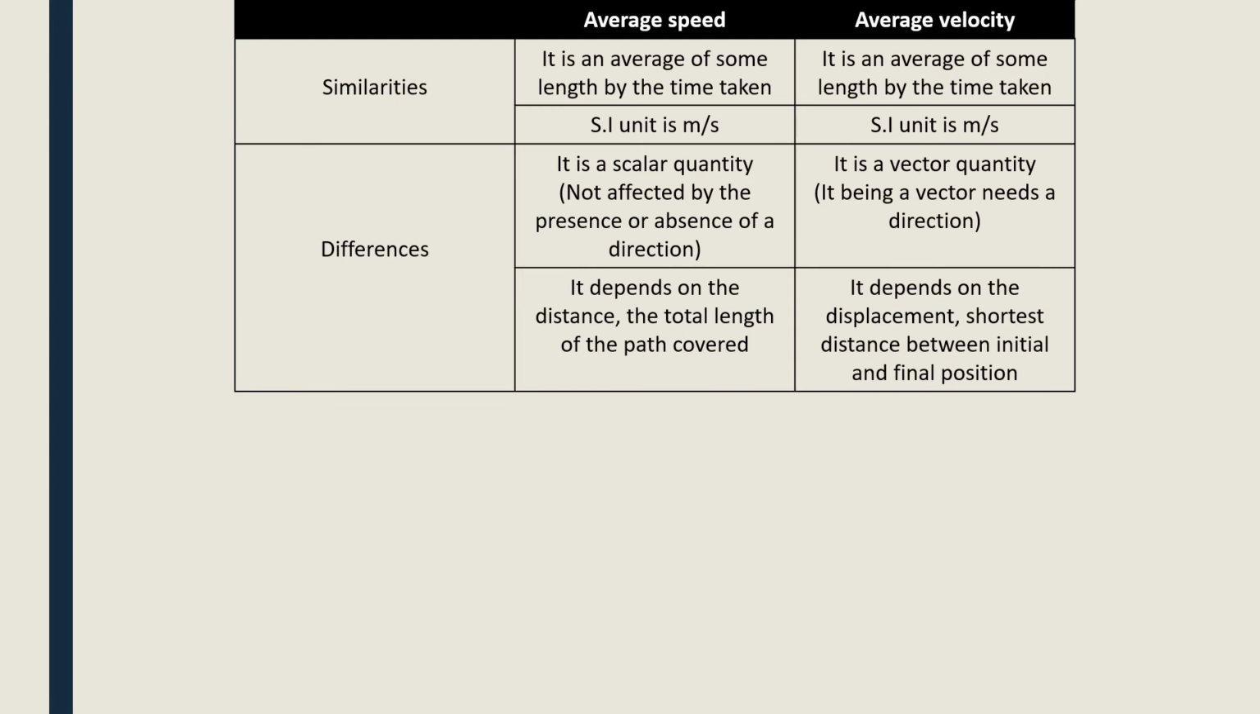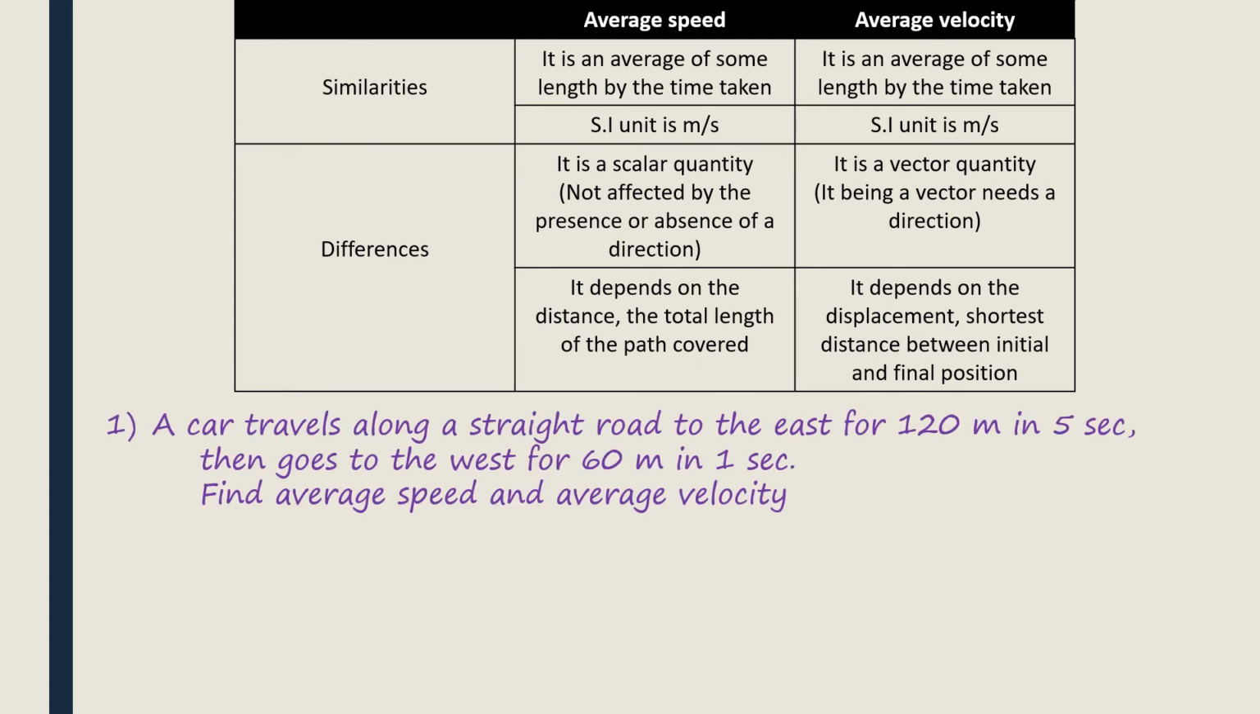Now let us do one last question, okay, which relates both average speed and average velocity. So a car travels along a straight road. Okay, एउटा car छ रे, त्यो चाहिँ एउटा straight road मा जाँदैछ रे, to the east for 120 meters in 5 seconds. Then it goes to the west for 60 meters in 1 second. Find the average speed and the average velocity.